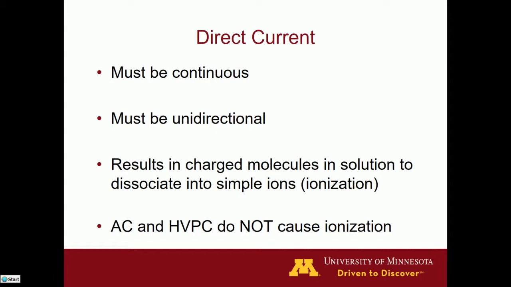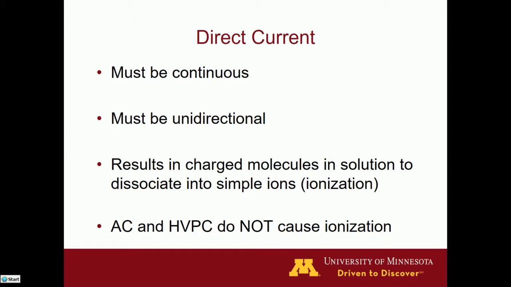Then I quickly wanted to review direct current again. We've gone over this a couple of times as well, but review is always good. Direct current must be continuous throughout the treatment time. It must be a unidirectional current, also known as monopolar. It can be positive or it can be negative. Because of the continuous monopolar current, the charged solution is ionized, and ionization is the dissociation of a solution into the simple ions.